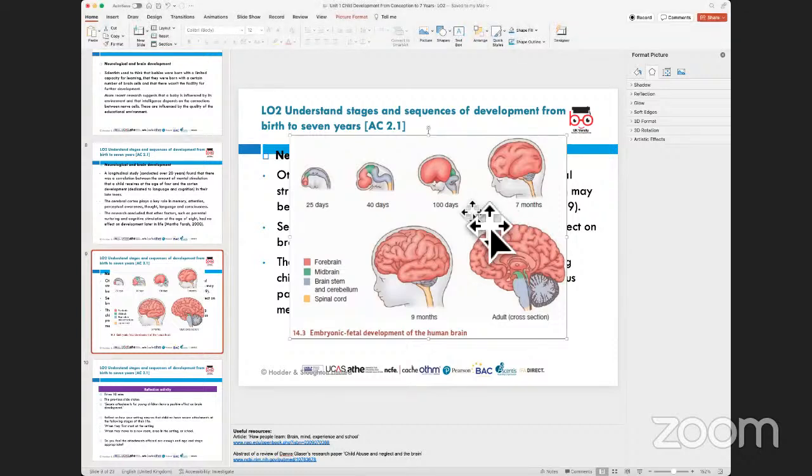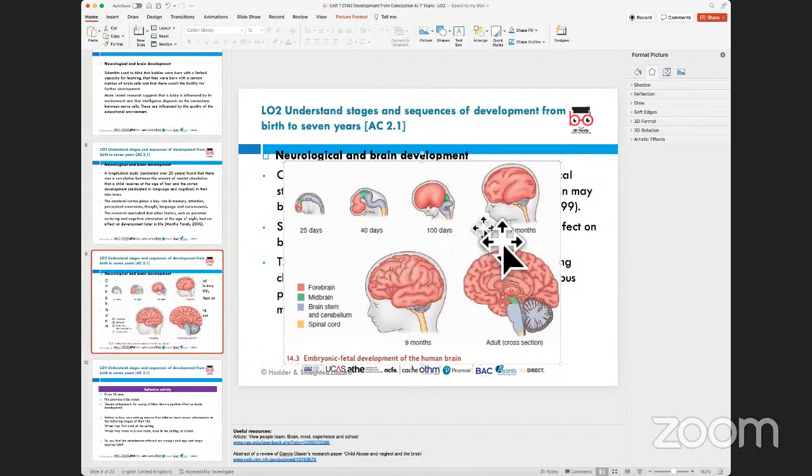So here, if you see, it shows how the development of the brain generally happens in a child between 0 to 7 years. This is how the brain is at 25 days, the red part of it, which is the forebrain. Then at 40 days the midbrain gets formed. Then the brain stem gets formed in 100 days. At 7 months, you would generally see the brain almost fully formed with most of its components. At 9 months, by the time the delivery happens, you would generally see the brain is fully formed.